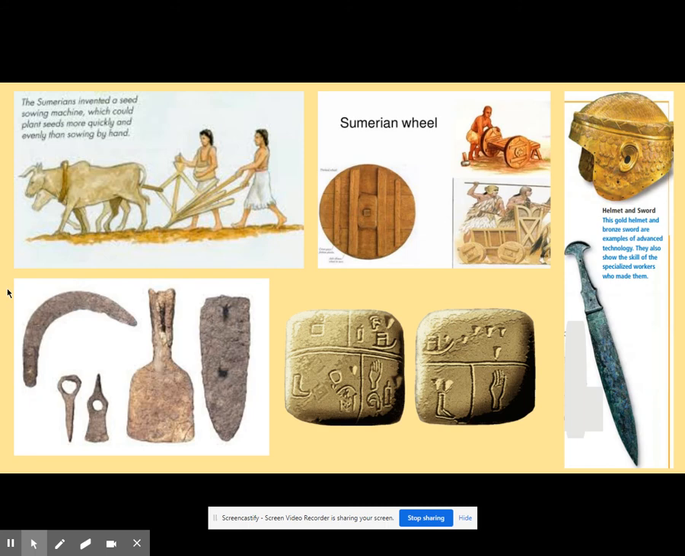Here are some examples of these advancements in technology that we're going to start to see within these early civilizations. But just like today, when we think about what a civilization is, they have some form of advancement in technology. And that's the same here. We start to see changes in how things are done and created, or brand new inventions that are going to be used to make their lives easier and better.